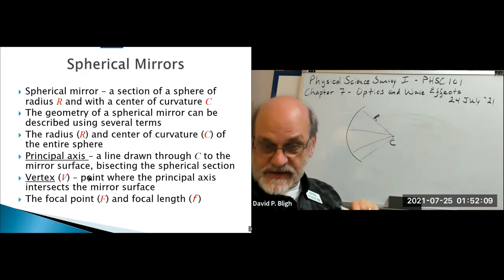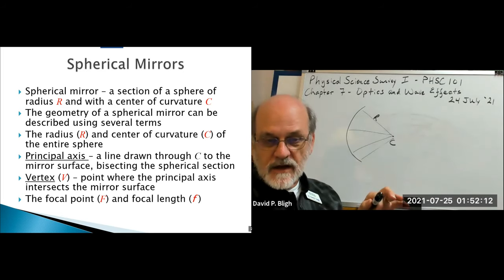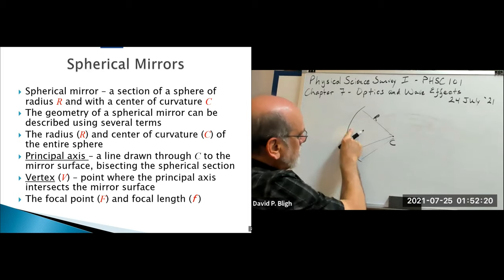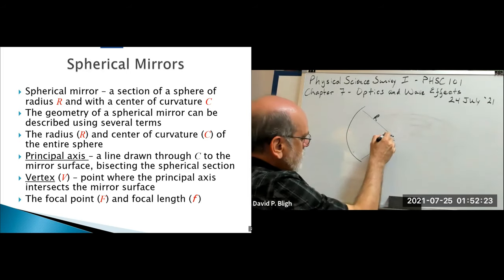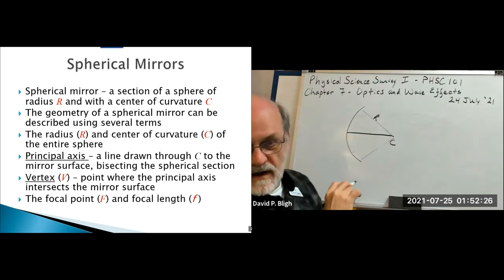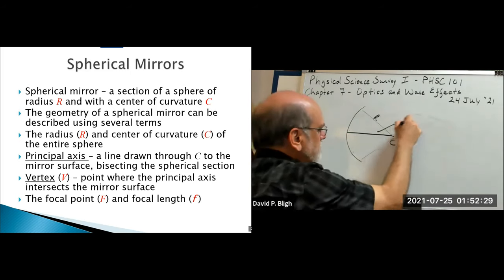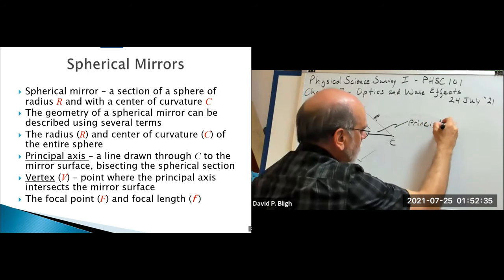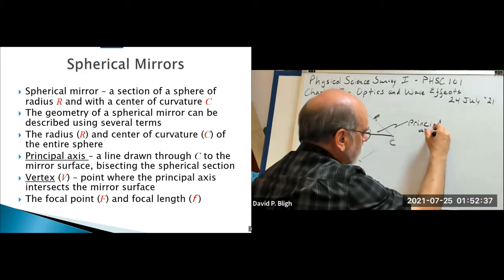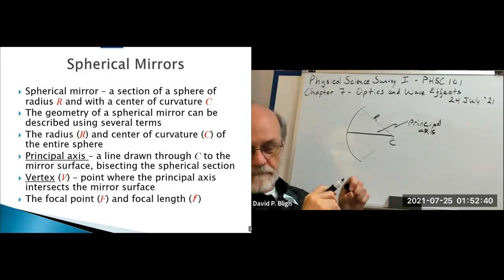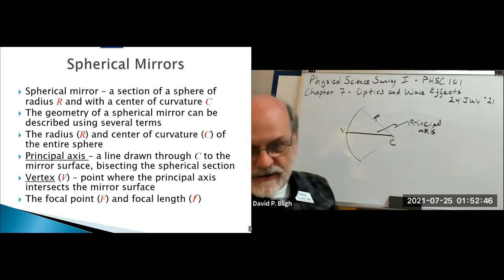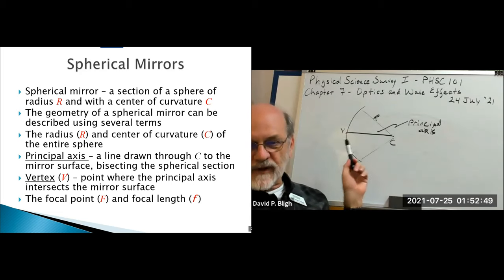Now, the principal axis is a line drawn from C through the center of the mirror. In other words, it bisects the mirror. So here, that's our principal axis. Okay. And this point right here is called the vertex. That's the point where the principal axis intersects the mirror.